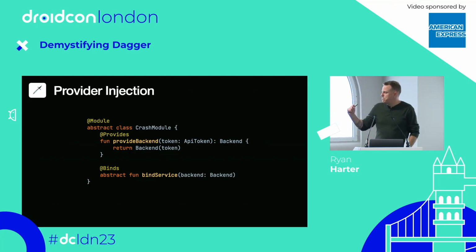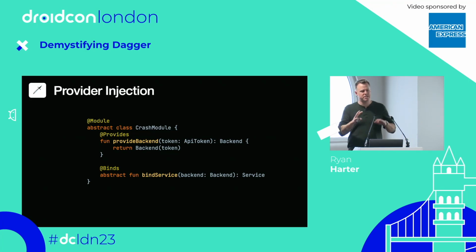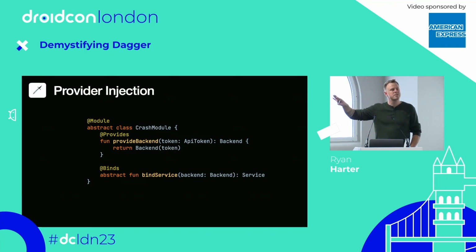And a binds function takes in a single argument and returns something. And this is abstract because this is sort of a special case where Dagger's not necessarily going to be generating specific things here. What this tells Dagger is that anywhere that we ask for a service, that return type, use the backend. This allows you to bind one type as another.